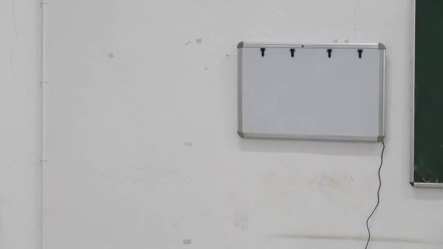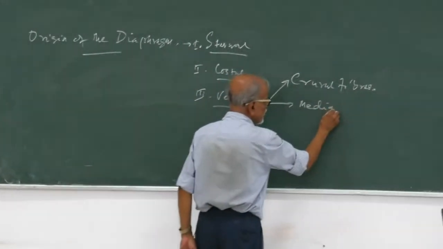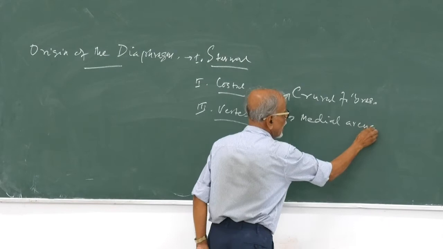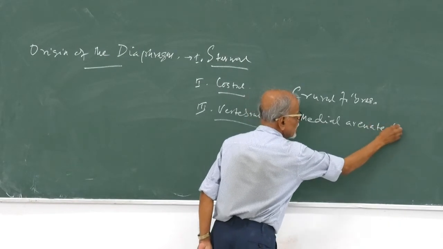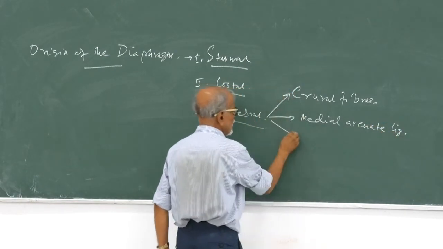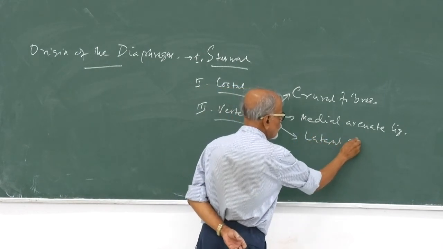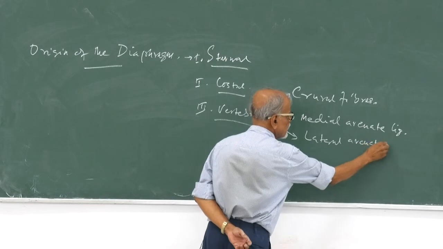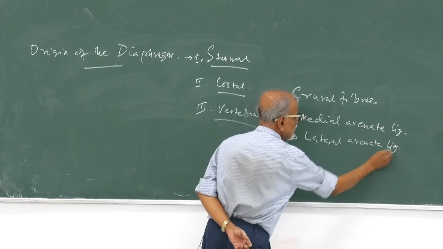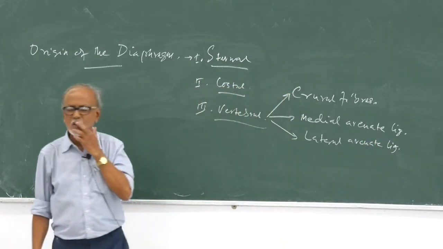ফাইবার্স অ্যারাইজিং ফ্রম মিডিয়াল আর্কুয়েট লিগামেন্ট। Number 3, fibers arising from the lateral arcuate ligament.